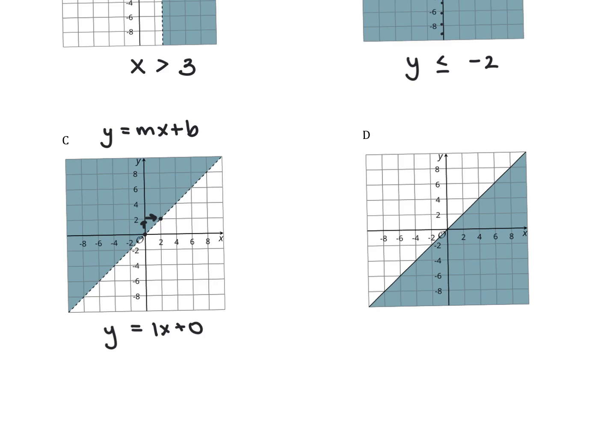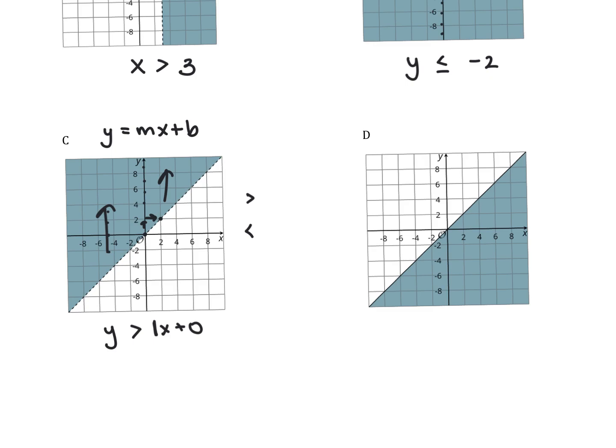But this isn't an equation, it's an inequality. So I need to figure out which symbol belongs here. I know it's either going to be less than or greater than, because it's a dashed line, not a solid line. Now all of these points up here are points that are above the line. If we think about numbers that are above, those numbers would be greater than.